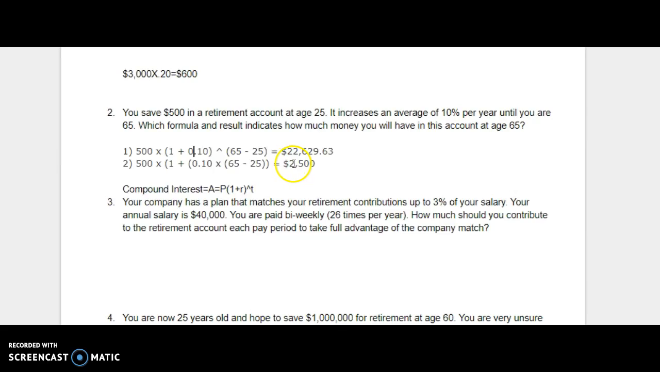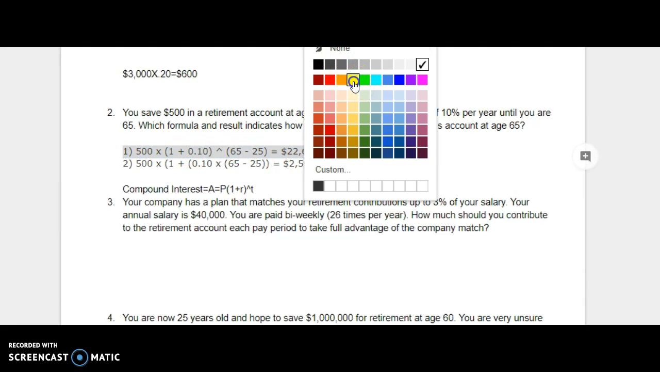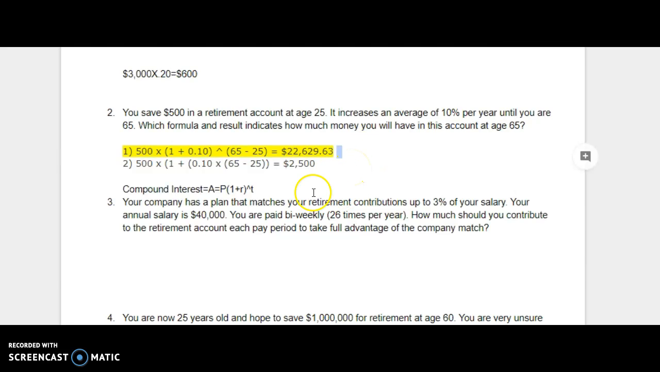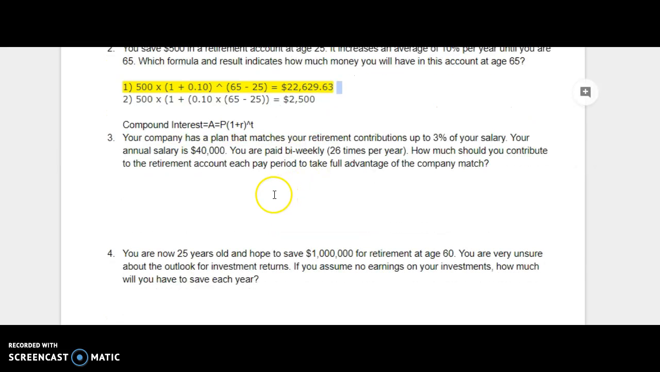Let's take a look at the second one. This would be A. This would be P. 1, our rate of R, but then it's multiplying it, not raising it to T. So clearly this is going to be our best choice for number 2, since it is showing us the correct compound interest. So $500 in an account at age 25 at 10% per year until we were 65. That means we would be holding that account for 40 years. After 40 years, that $500 would be $22,629.63.